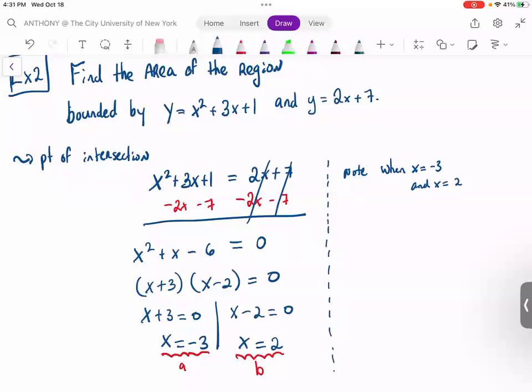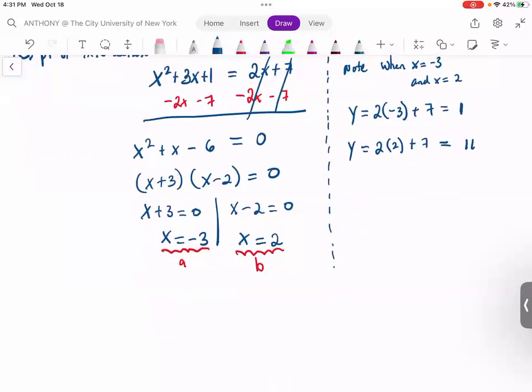So if I plug them into the equation y equals 2x plus 7, we're going to have y equals 2 times -3 plus 7, and y equals 2 times 2 plus 7. So 2 times -3 is what? -6. -6 plus 7 is 1. So we're going to get 1. 2 times 2 is 4. 4 plus 7 is 11. So the ordered pairs should be -3, 1, and 2, 11. All right. So now we can proceed with our sketch.